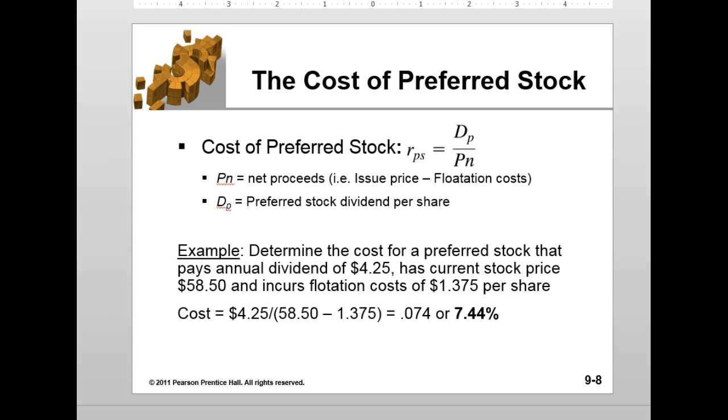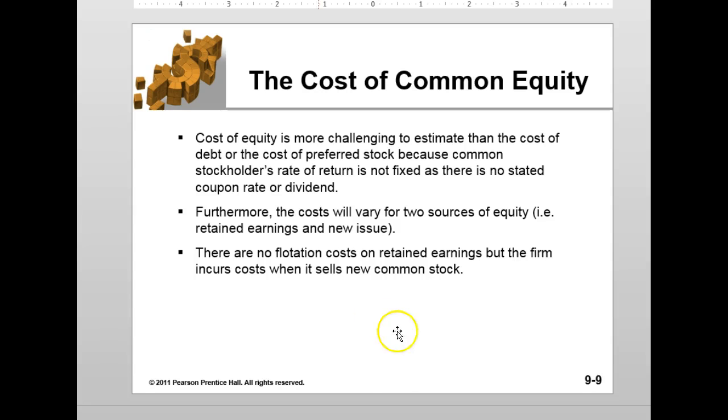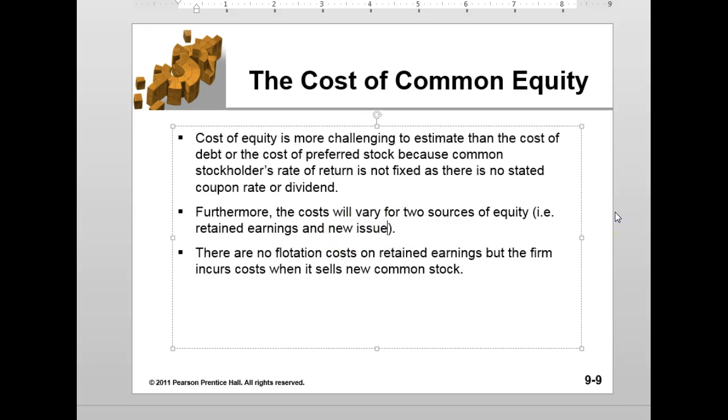Now, we're going to look at common equity. And common equity is a little bit more challenging because I don't have a definite return, right? And I'm kind of guesstimating a lot of this. So it's not fixed, that rate of return, and there's no stated coupon rate, and there's no dividend to be attached to this. Also, you've got two sources of equity. You've got retained earnings, and then you have new issues of stock.